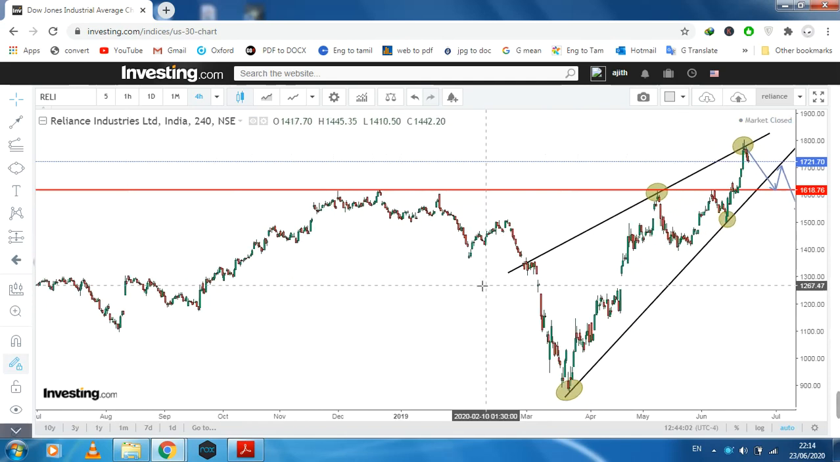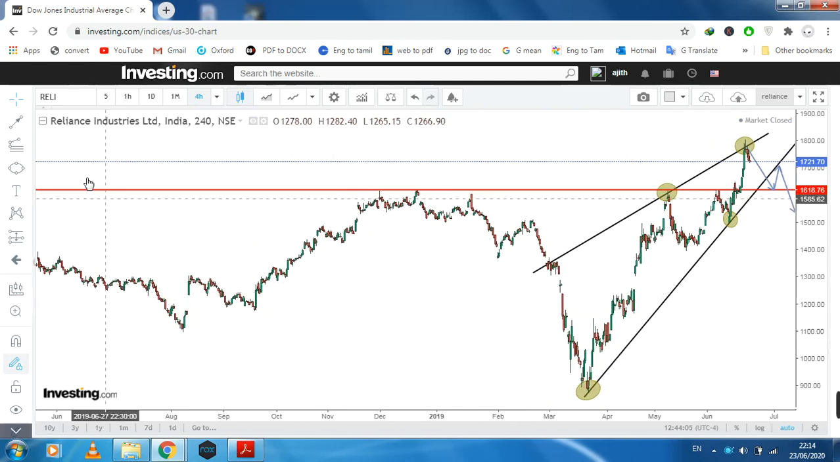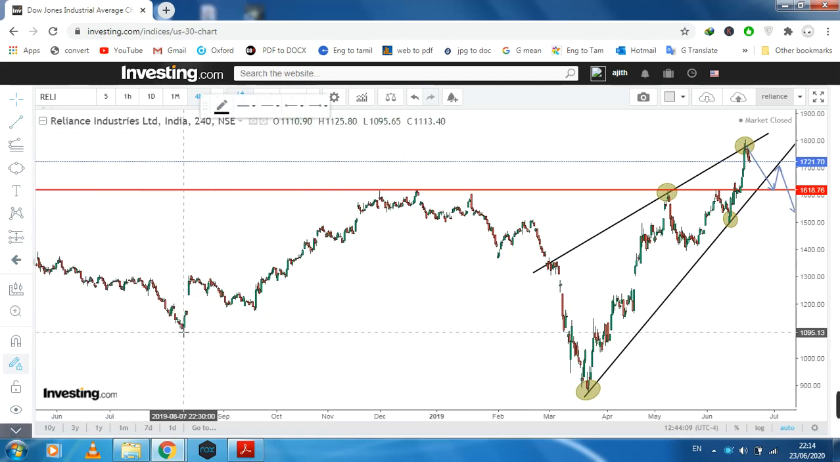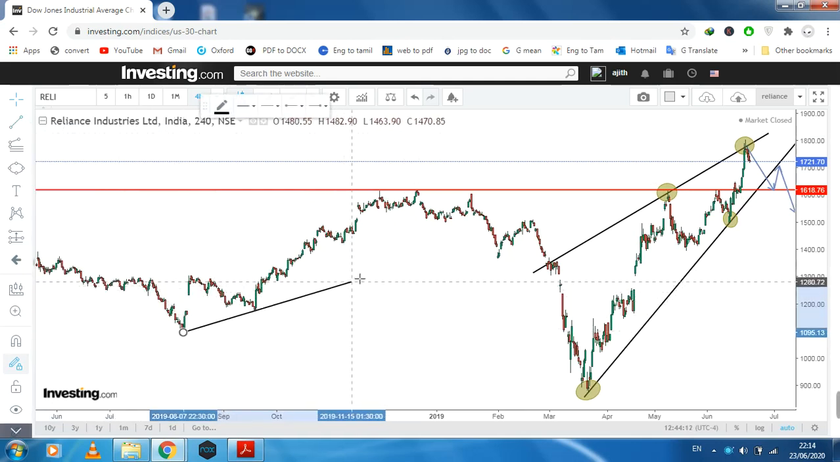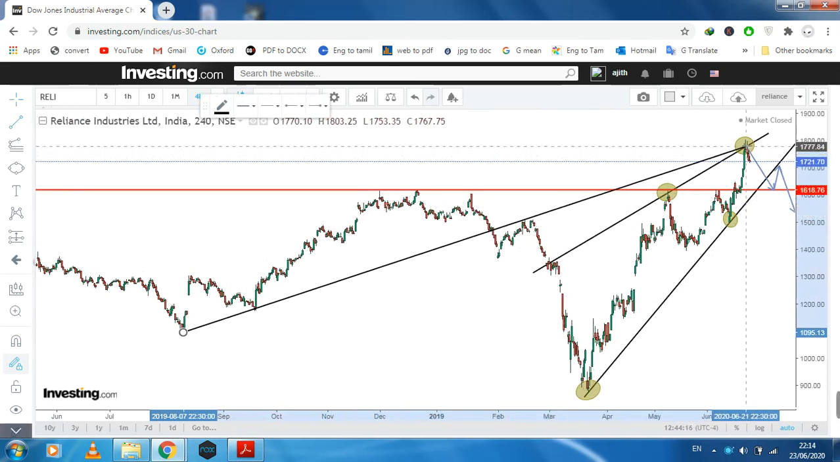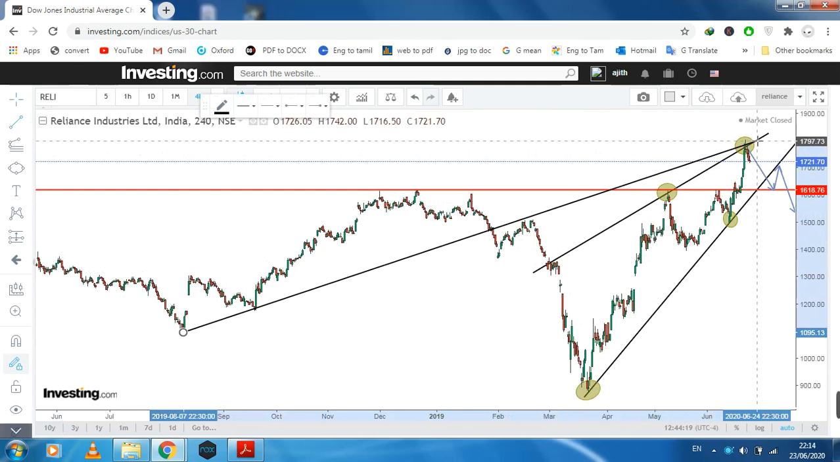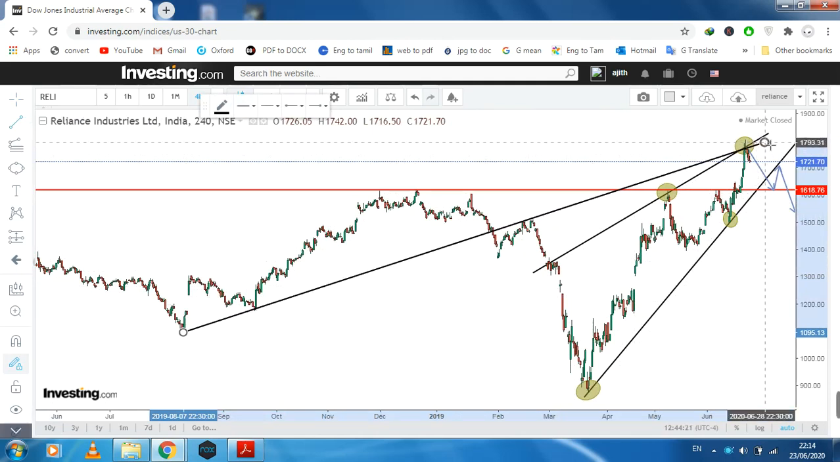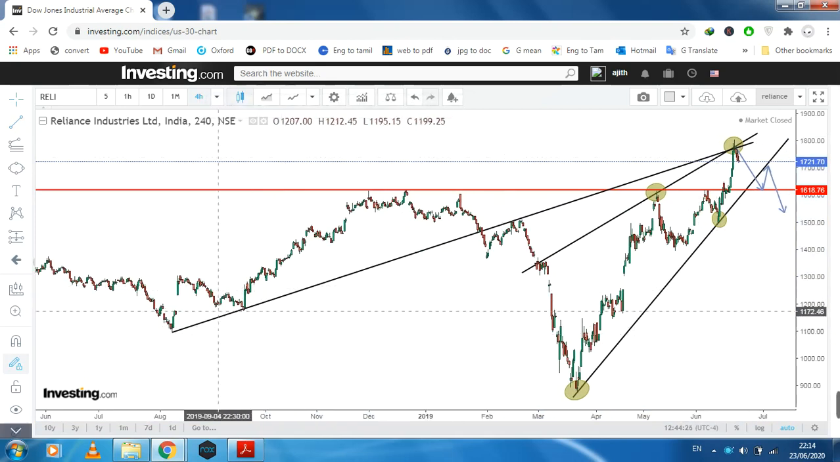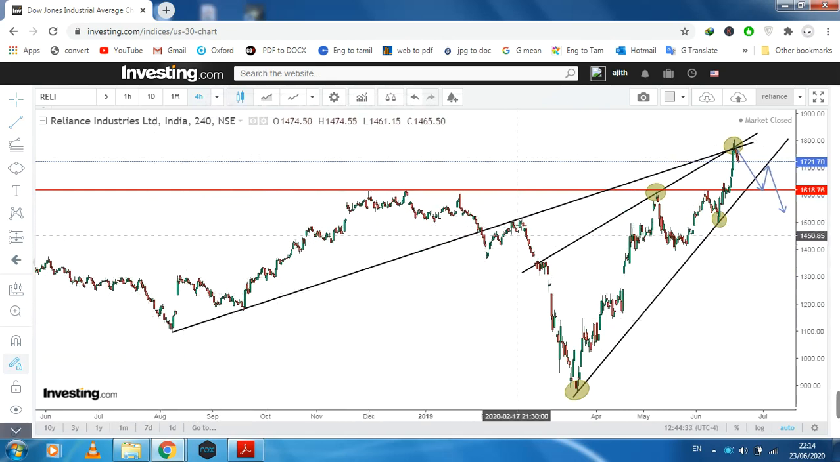I can draw more lines, but you can also. There are two touches. Again I draw this line. Did you get the point from here? It's a good trend line formation. It's a previous trend line. Two touches and the third time a breakout, again a retest, and again the rally went down.